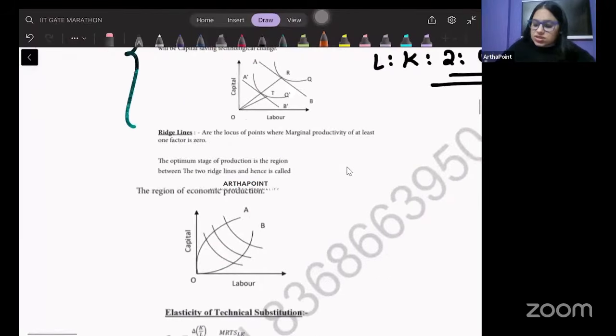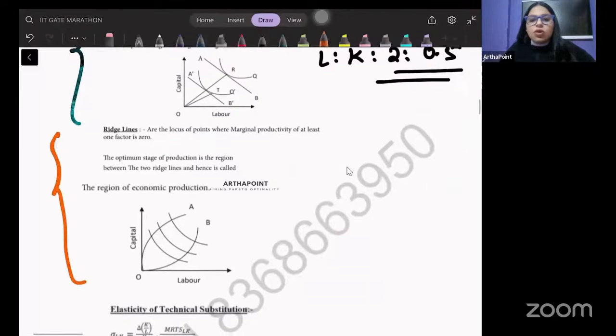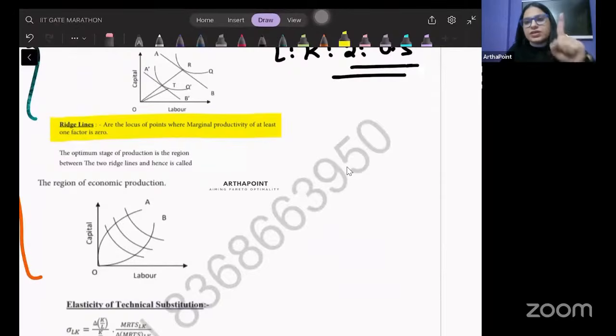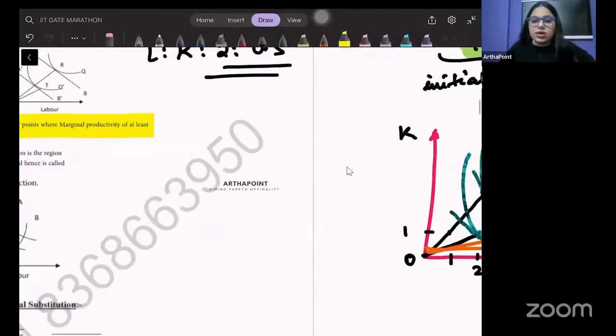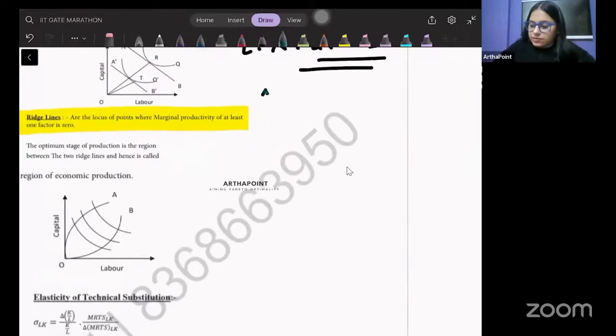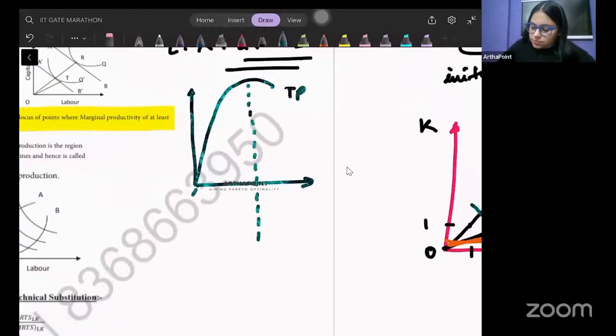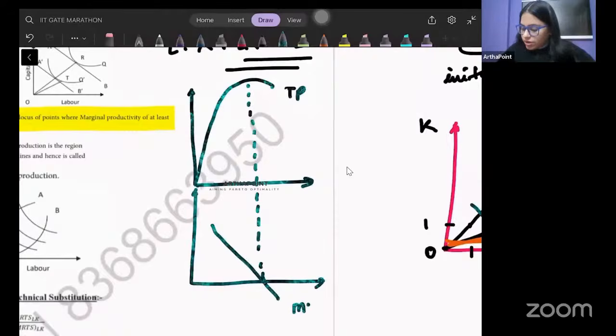Then the next concept is that of a ridge line. When we talk about ridge line, this can again be asked as an MCQ. Please remember this. Ridge line is the locus of those points where marginal productivity of at least one factor is 0. Now look carefully, if you remember, when we take one factor at a time, I had drawn the total product curve like this. And across this total product, we had drawn the marginal product curve here.